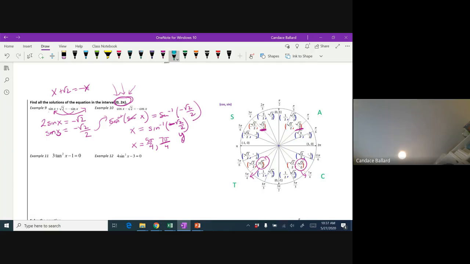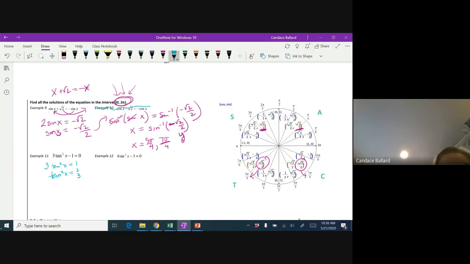All right, so that's what we've got on example 9. We're going to go ahead and skip example 10 because it's very similar. And I'm going to do example 11. I'm just going to do my algebra, in order. So I'm going to add 1 to both sides. So 3 tangent squared x equals 1. I'm going to divide by the 3. So tangent squared x equals 1/3.